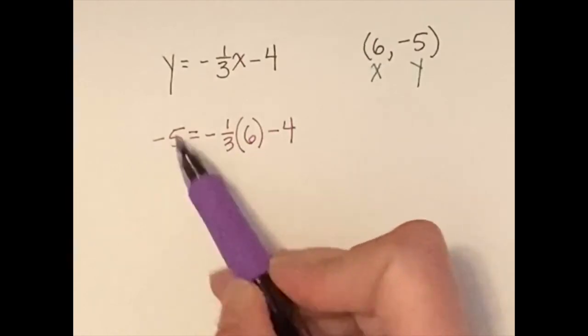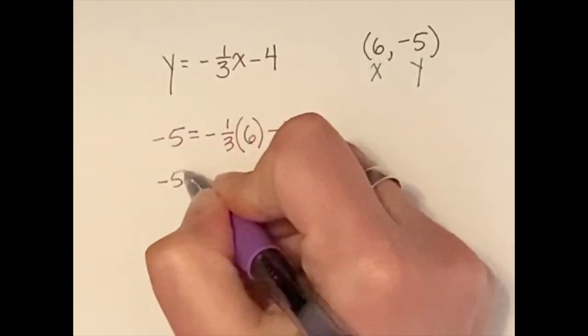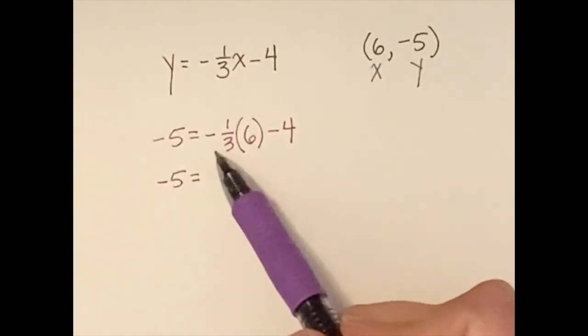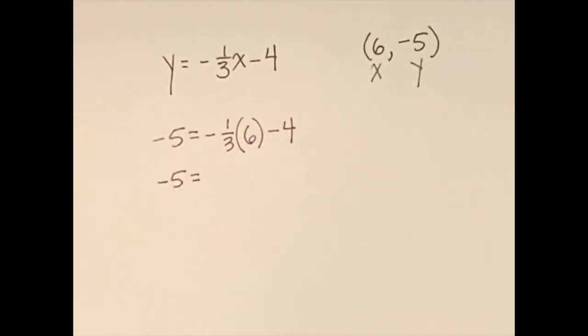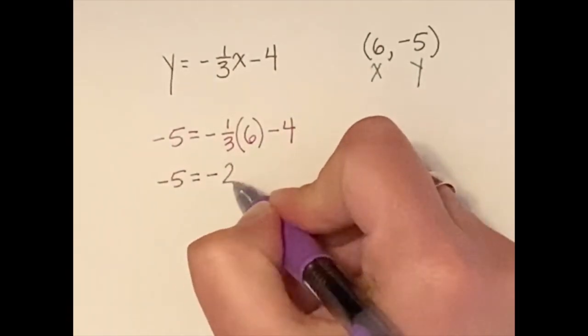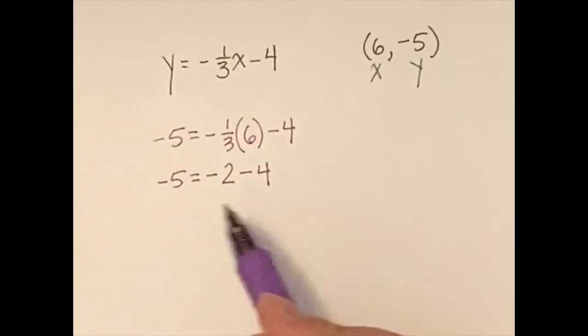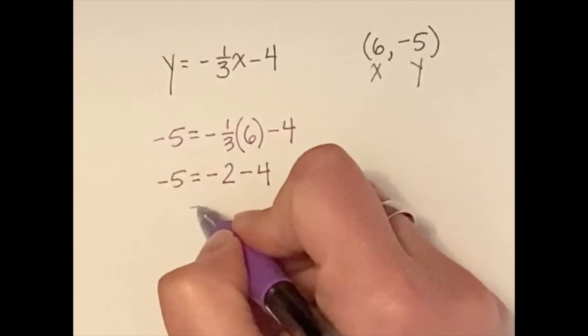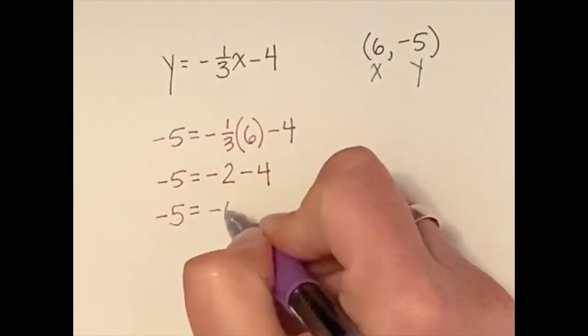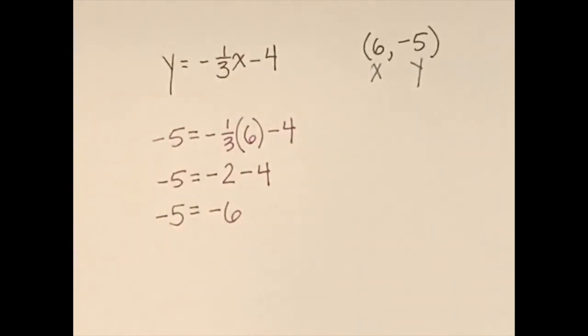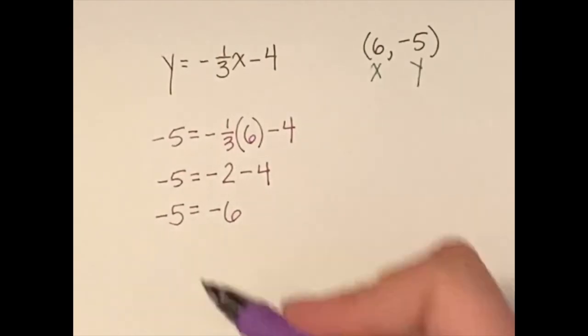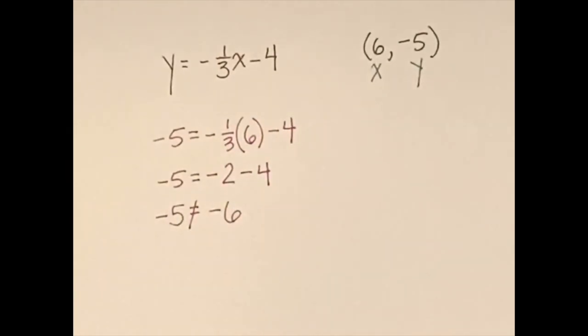Well, there's nothing that we can simplify on the left-hand side, so that stays -5. -1/3 times 6. What is -1/3 of 6? Well, that is a -2. Don't forget about your -4. -2 minus 4 more, that's going to be a -6. Oh no. Does -5 equal -6? It certainly does not. Not here, not today.